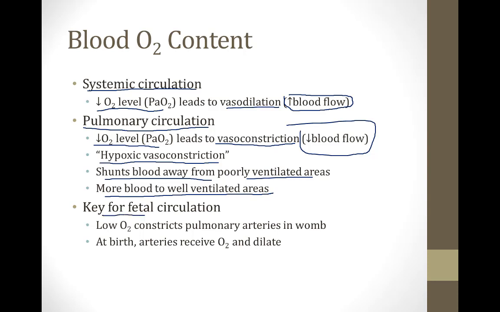And this is very important for the fetal circulation. The low oxygen level constricts the pulmonary arteries in the womb, and this makes less blood flow go through the lungs, which aren't important when the baby is inside the mother. At birth, the arteries receive O2 and then they dilate and you start to get blood flowing through the lungs.